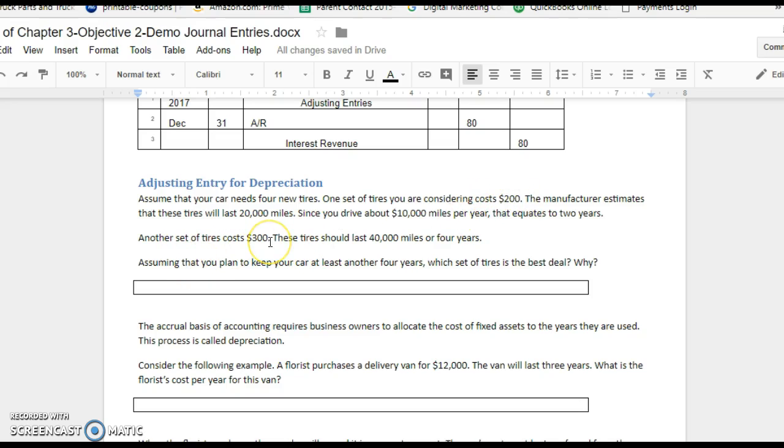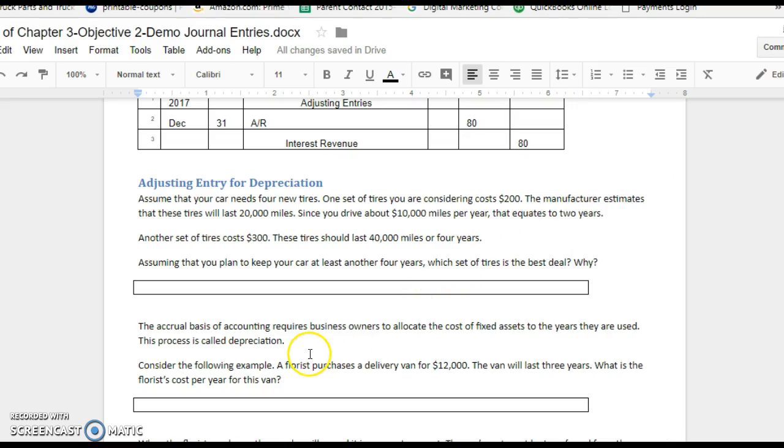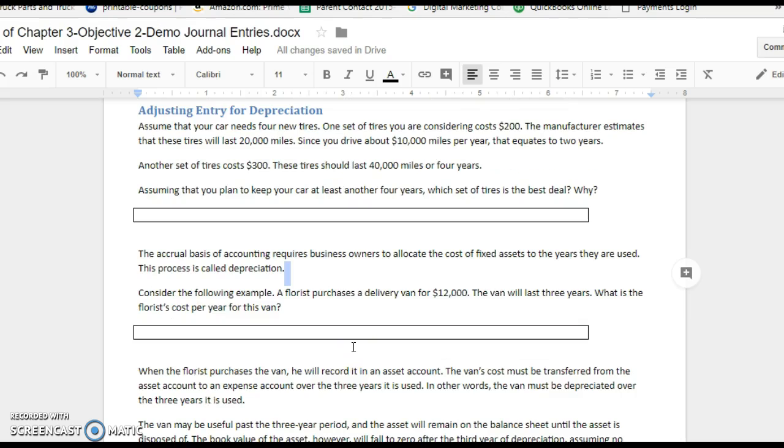These cost $300, and they're going to last 4 years. So you depreciate the $300 over 4 years. Let me see what that is. 300 divided by 4 years is $75 a year in depreciation. Okay? So let's actually see how we can depreciate this.